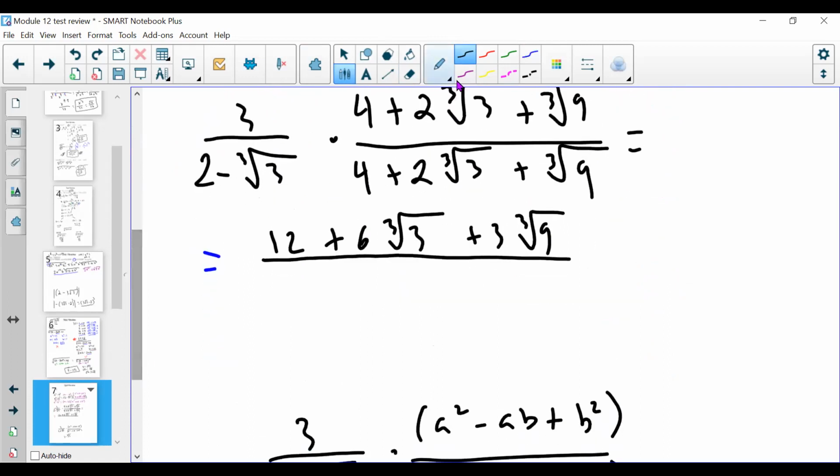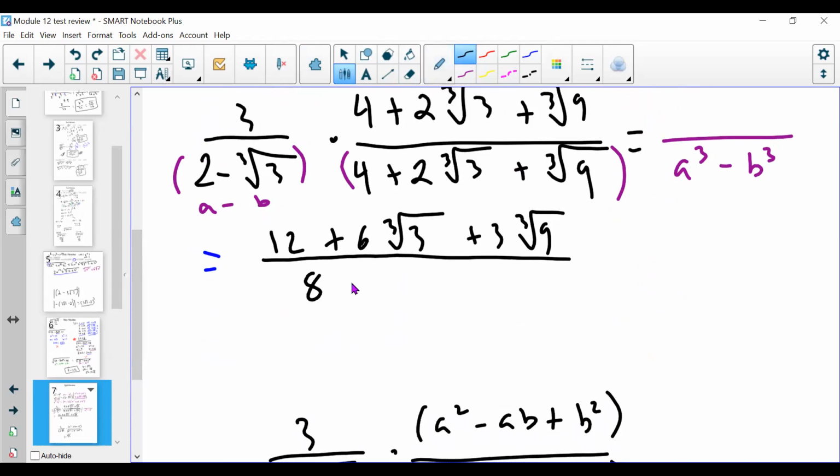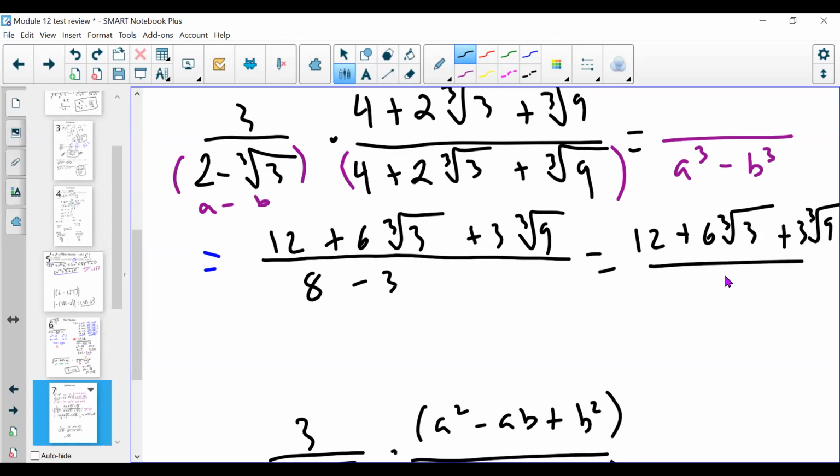And then on the bottom, I already know that this is a factoring pattern of a cubed minus b cubed. I know this will give me, put it in the form of a cubed minus b cubed, where this is a and that's b. So all I need to do is cube it. So 2 cubed is 8, and b cubed is 3. So what I get is 12 plus 6 cube root of 3 plus 3 cube root of 9 all over 5. And that's my final answer.